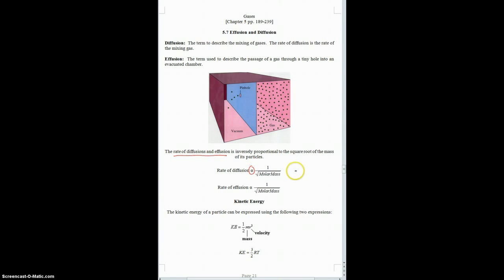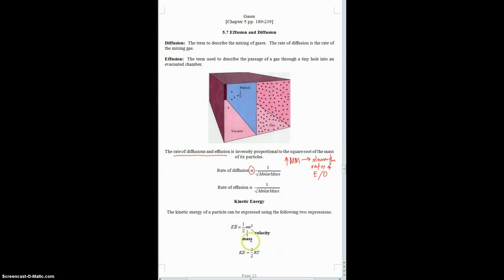What this ends up meaning for us in terms of math is that the greater the molar mass of the gas, the slower the rates of effusion or diffusion. That should be obvious based on these relationships here. The larger your denominator, the smaller each of these rates is going to be.